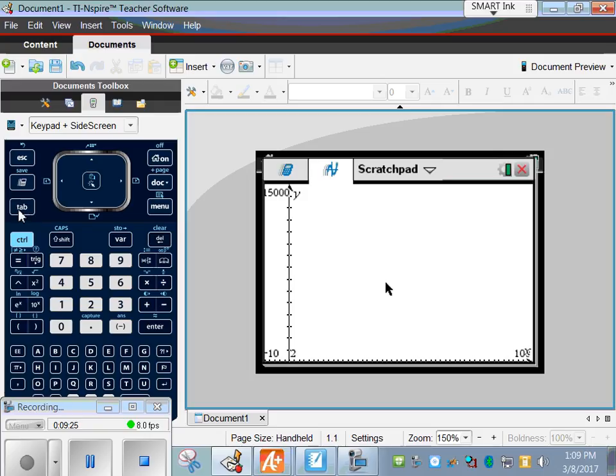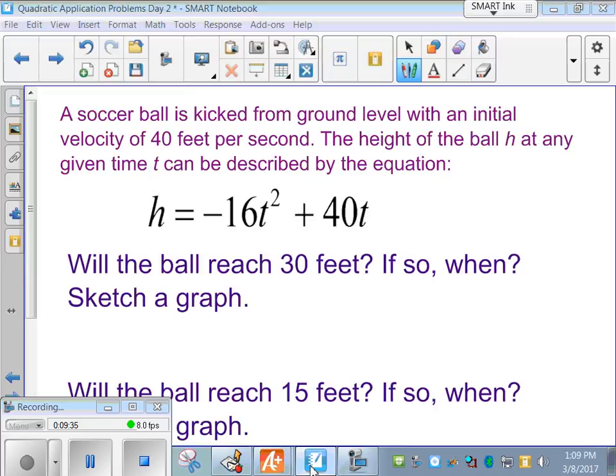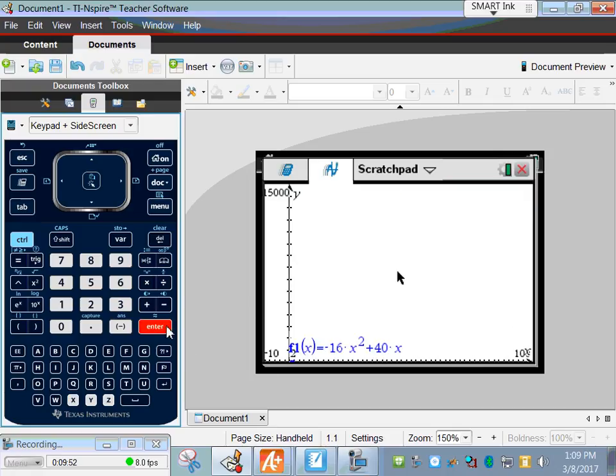So we can set our window later. Don't worry about that yet, okay? So go to tab, negative 16, x squared plus 40x. And when we graph our soccer ball, it doesn't come out very well in our pumpkin window. Some of you went back to a normal window, that's fine too. So we need to change the window.